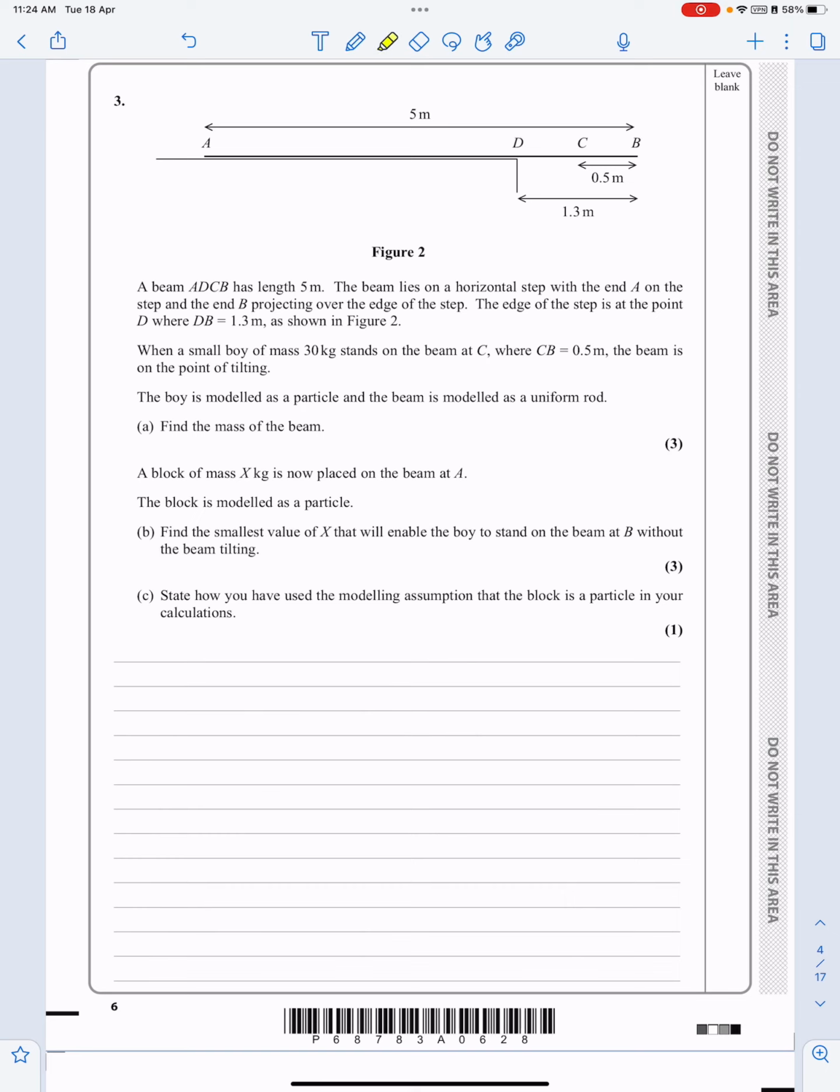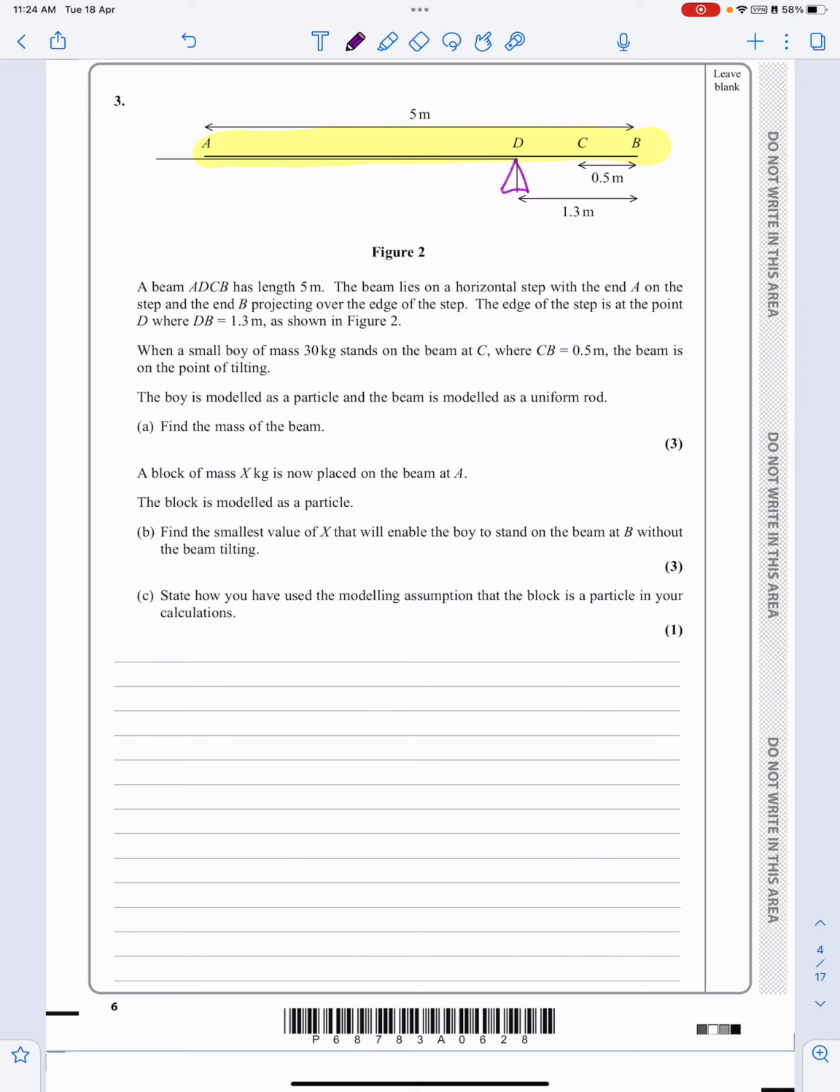It says, a beam of length 5 meters, okay, they've got that. I'm looking straight away to see is it uniform or not. Yes, it's a uniform rod. Right, so straight away I know that the mass is concentrated in the middle. Lies on a horizontal step with end A on the step and end B projecting over. Right, so here's my rod. And what this means is that we're going to have a pivot around about there.